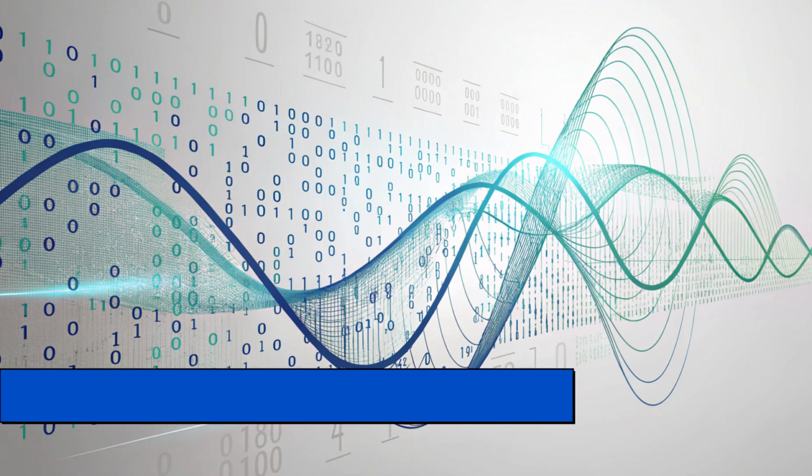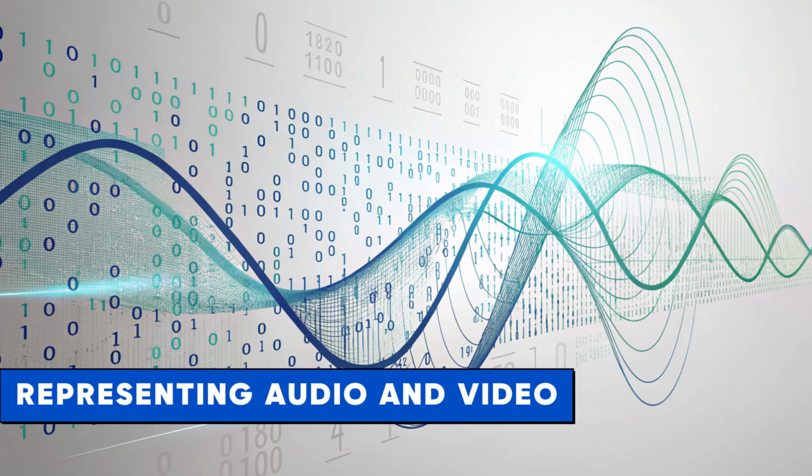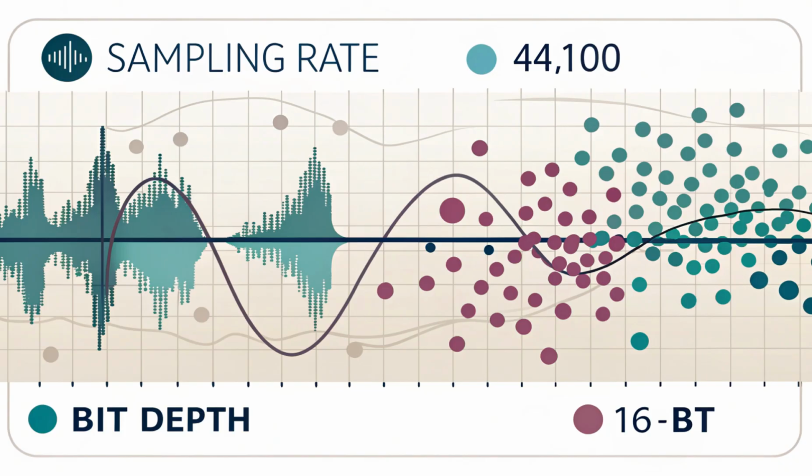Audio is represented by sampling sound waves at regular intervals and converting the amplitude, loudness, at each point into a binary number. The quality depends on two factors: sample rate, how many times per second we measure the wave. 44.1 kHz for CD quality means 44,100 measurements per second. And bit depth, how precisely we measure each sample.